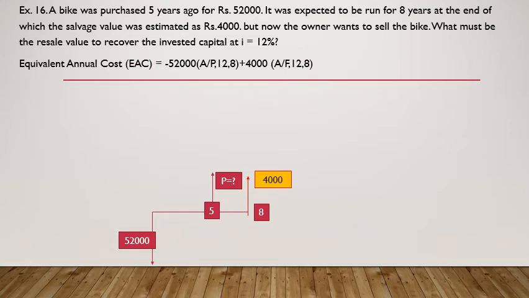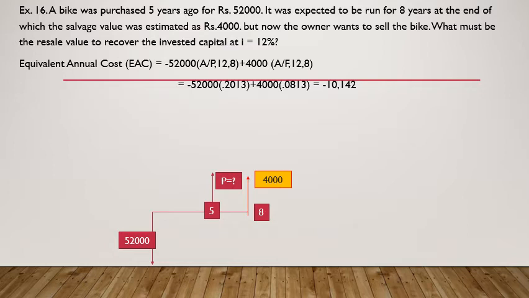First, let me convert this 52,000 and 4,000 into an equivalent annual cost. Minus 52,000, since I am investing that, is P. Convert that into A using the factor A/P, 12, 8, plus 4,000, which is F. Convert that into A using the factor A/F, 12, 8. Substitute the values from the factor tables and you will get it as 10,142.